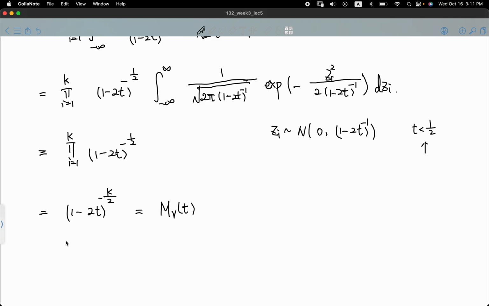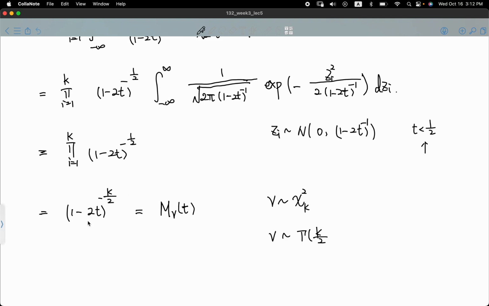And this is the moment generating function for chi-square. So we know that v follows a chi-square distribution with degrees of freedom k. And then another thing to point out here is that this formulation, you should already be very familiar with, as this is the gamma distribution. So v is also a gamma distribution, and the alpha here is k over 2.